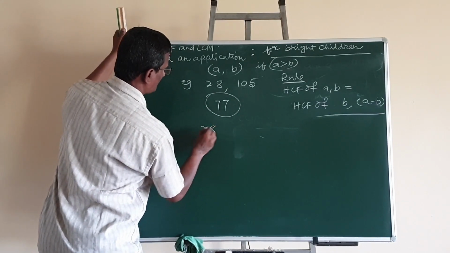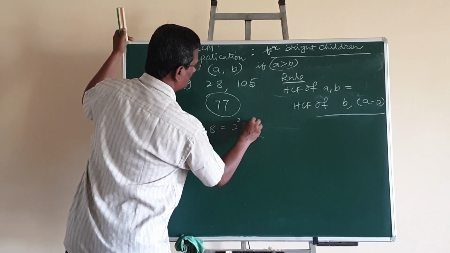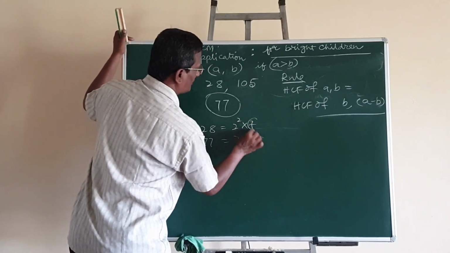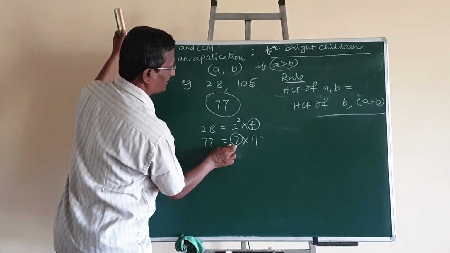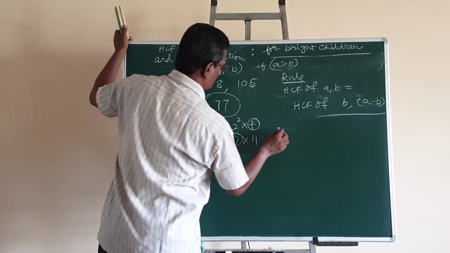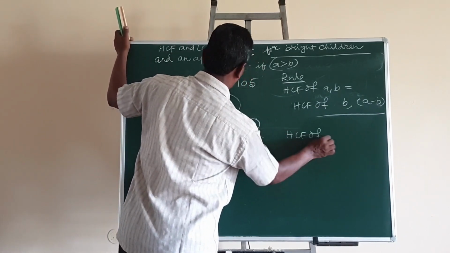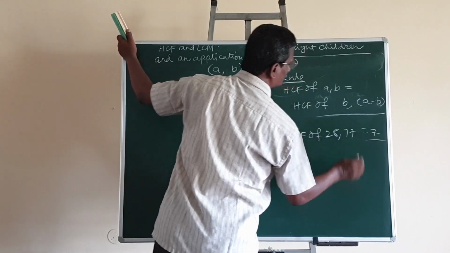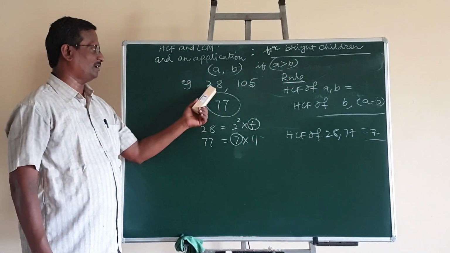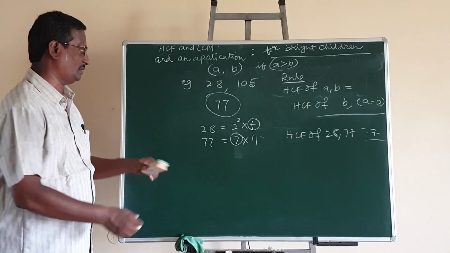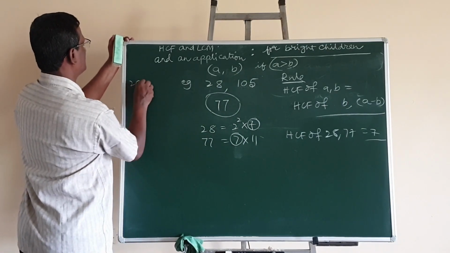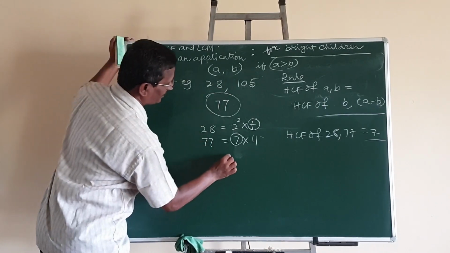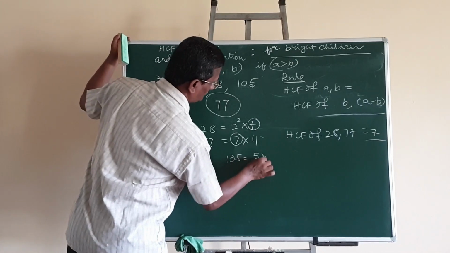28 is 2 square into 7, and 77 is equal to 7 into 11. Here the common factor is only 7. 2 square we don't have as a common factor, and 11 we don't have either. Therefore, HCF of 28, 77 is equal to 7. Let us check whether the HCF of the original two numbers is the same or not. Now, if you do the calculation, 28 is equal to 2 square into 7 and 105 is equal to 5 into 21.